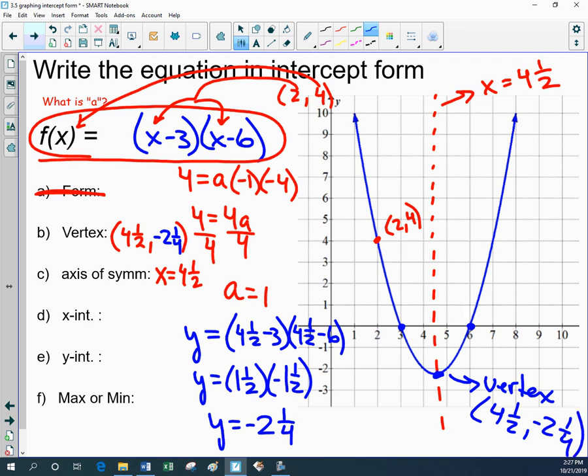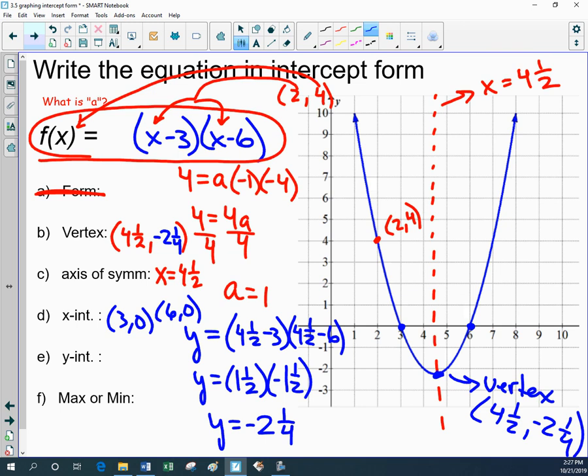Okay, the x-intercepts, we know they are at 3, 0, and 6, 0. The y-intercept, okay, so looking at the graph, we can't identify the y-intercept because it doesn't go far enough to cross the y-axis. So anytime we want to find the y-intercept, we plug 0 in for x.